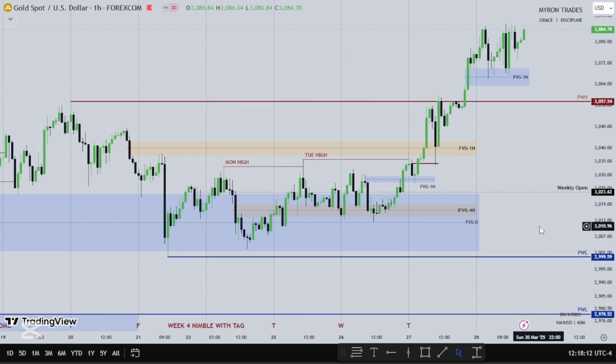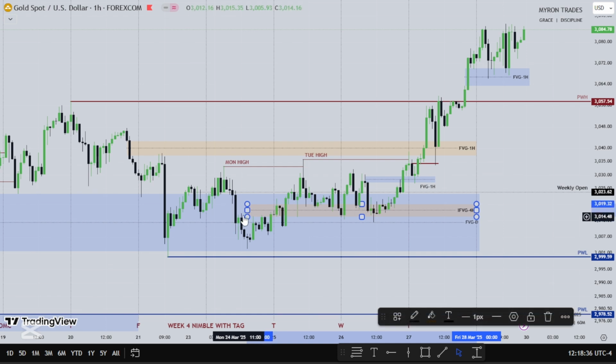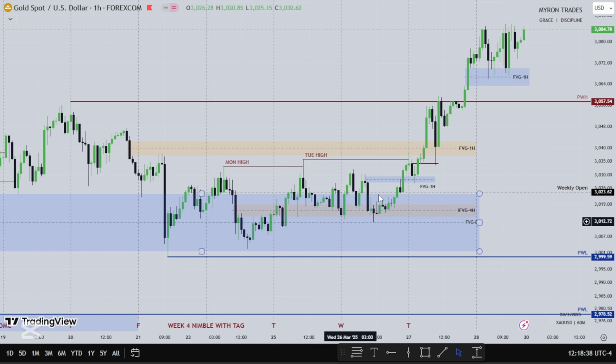Monday tried to go up, traded down, could not take out previous week low. Tuesday traded higher, takes out Monday's high, consolidated. Wednesday consolidated, tries to go down but could not even take out Tuesday's low. Found support inside this fair value gap from the 4 hour, still matching up with the 1 hour time frame. Found support, traded down again inside this fair value gap, traded higher, found support inside this fair value gap from here, uses it as support to go higher, takes out previous week high.